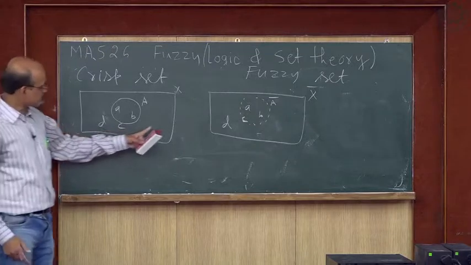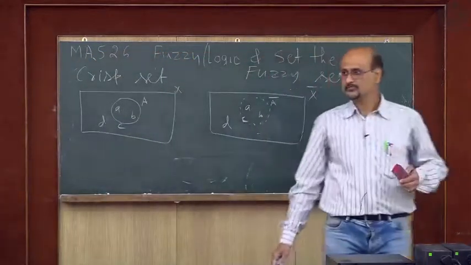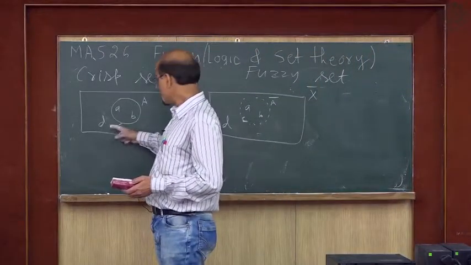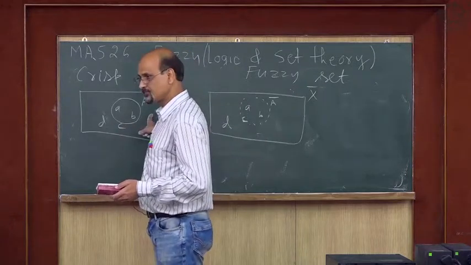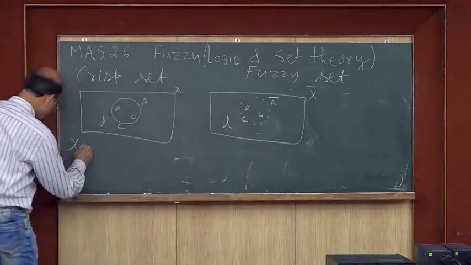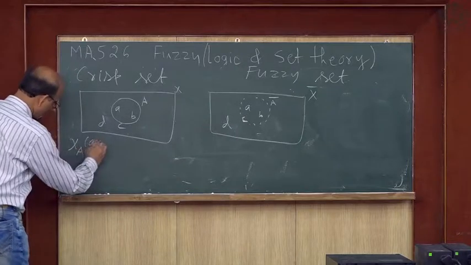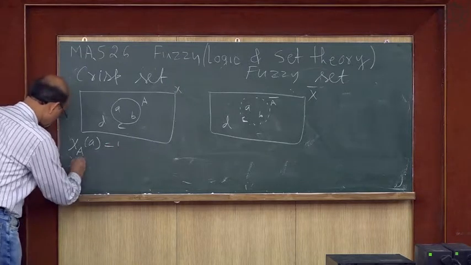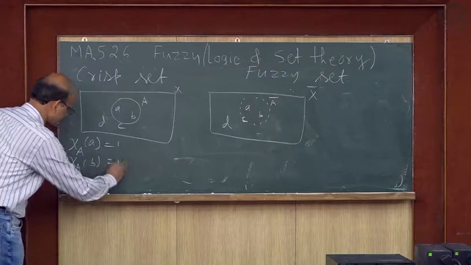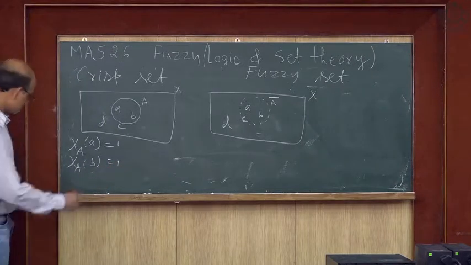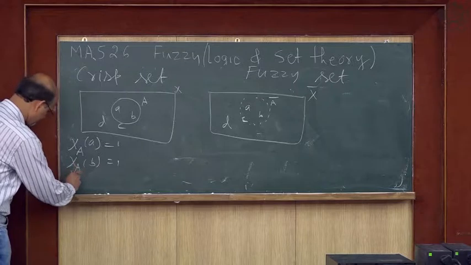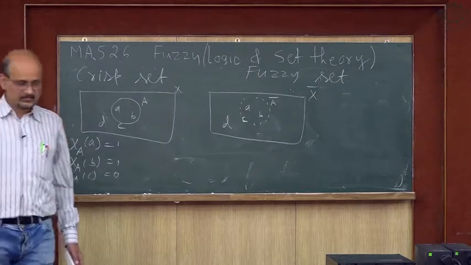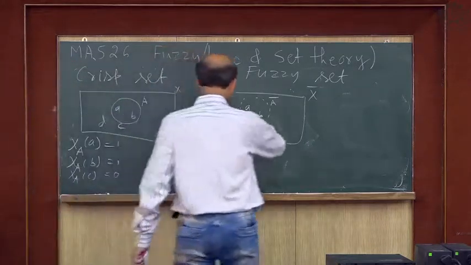So, what about the membership function for these two sets? If you remember the definition of the membership function for crisp set theory, you have chi A of A is 1, chi A of B is 1. Okay. Similarly, I can write chi A of C is 0. Similarly, chi A of D is 0. Okay. But what about here?